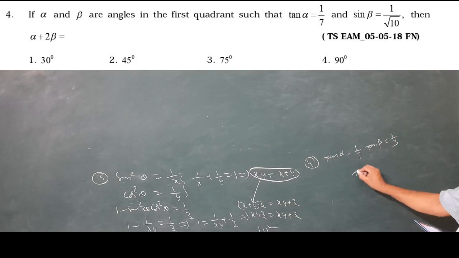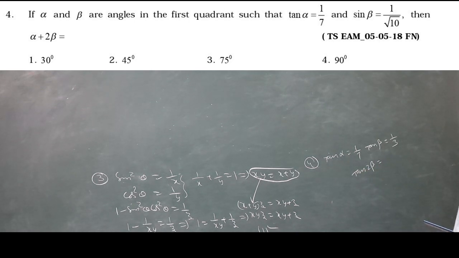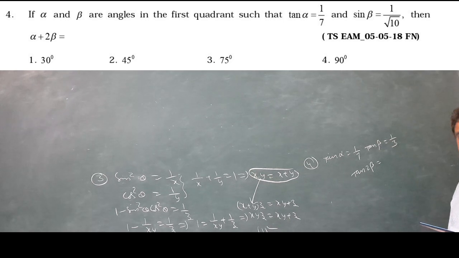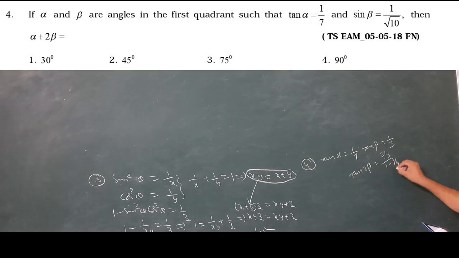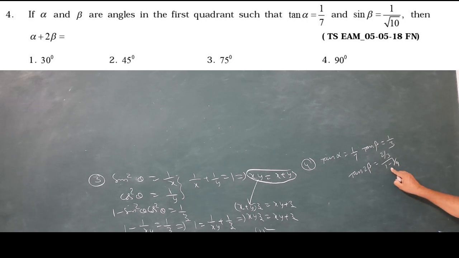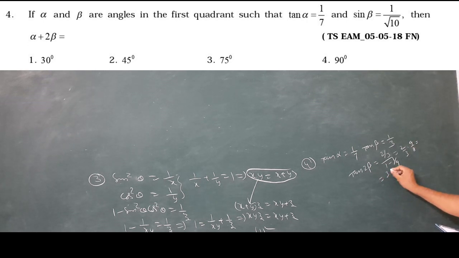From this, tan 2 beta is 2 tan beta by 1 minus tan square beta. So 2 by 3 by 1 minus 1 by 9. That becomes 8 by 9. So that is 2 by 3 into 9 by 8. That is 3 by 4. Tan 2 beta is 3 by 4.